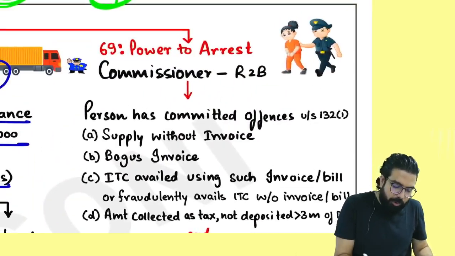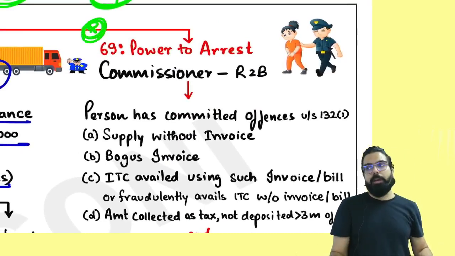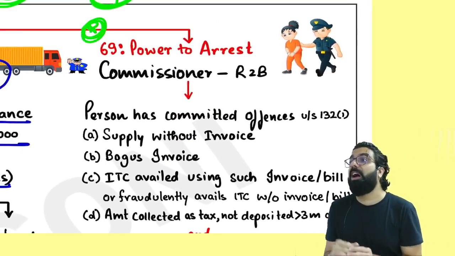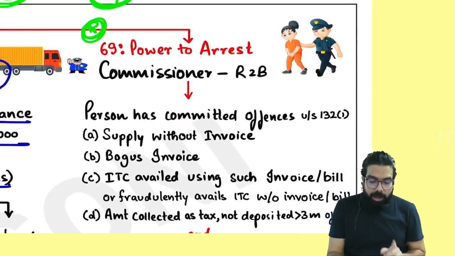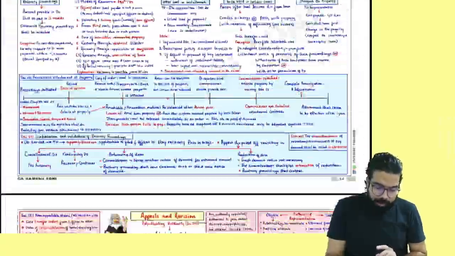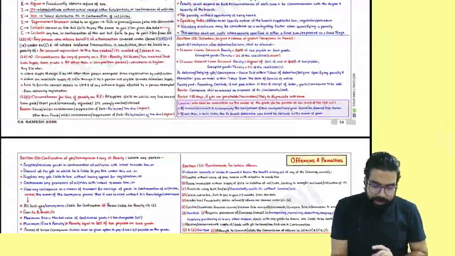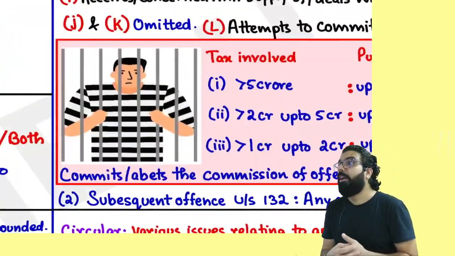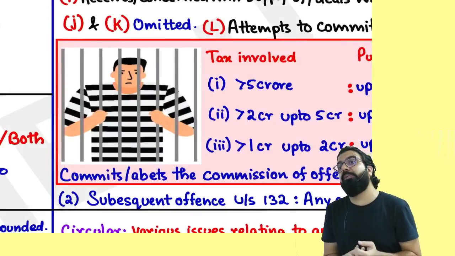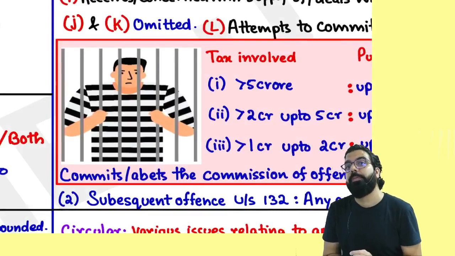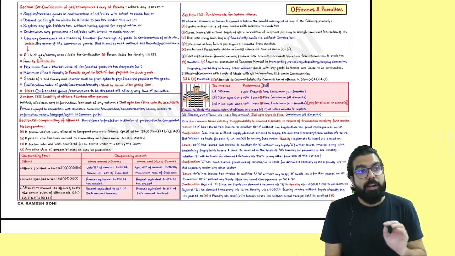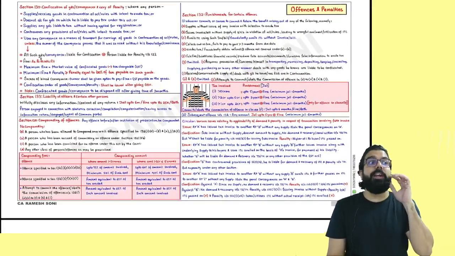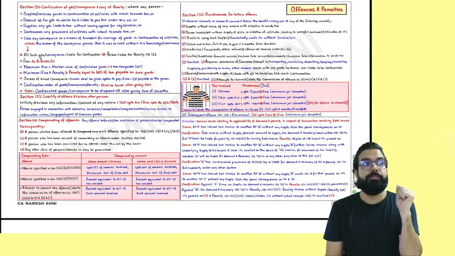Everyone over here, this is the most important part of this chapter. Remember, when can the officer arrest you? See, arrest and imprisonment, there is a difference. What is the difference between arrest and imprisonment? Arrest means they are stopping your free movement so that you don't become Vijay Mallya and run away.